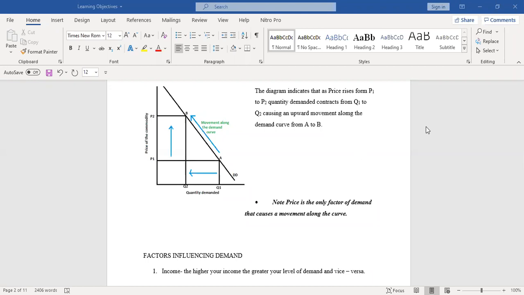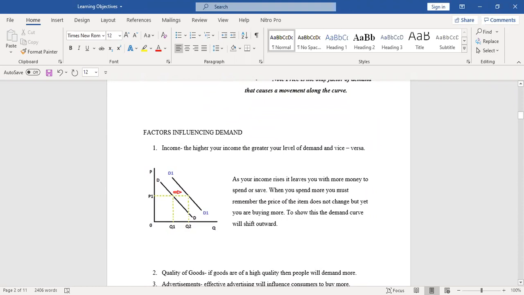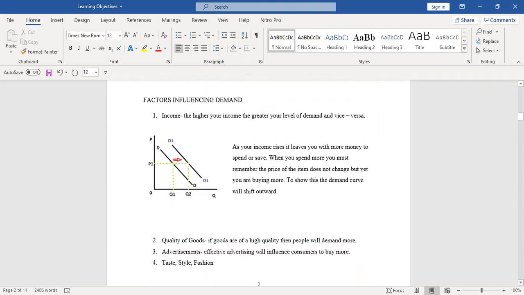Okay, good. So we said price is the only factor that causes a movement along your demand curve. It can be an upward movement, it can be a downward movement, depending on if it's a rise in price or a fall in price. Now, factors influencing demand.